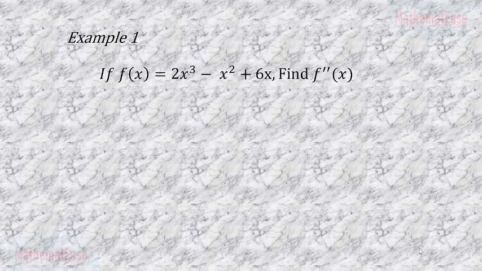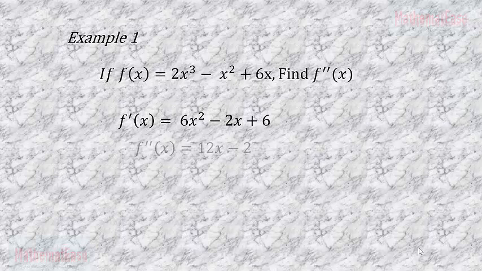Example on that. f of x is equal to 2x raised to power 3 minus x squared plus 6x. We want to find the second derivative. So the first derivative is the first one we find, which is equal to 6x squared minus 2x plus 6. And for the second derivative, we differentiate that again, which is equal to 12x minus 2. Note, I said when you differentiate a constant it is 0. That is why that 6 is no more there.